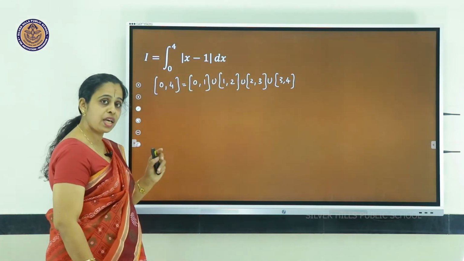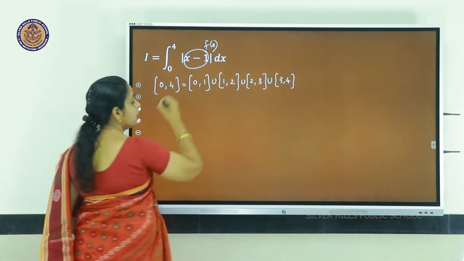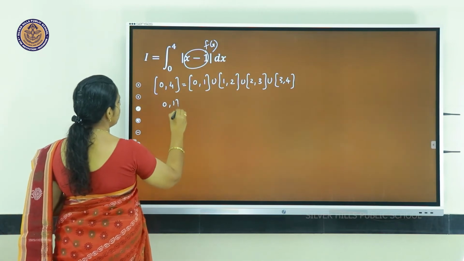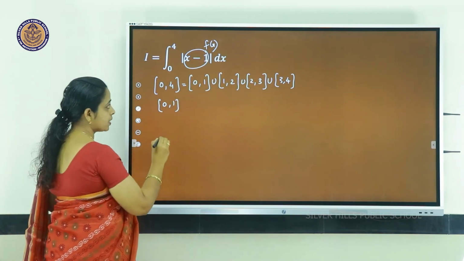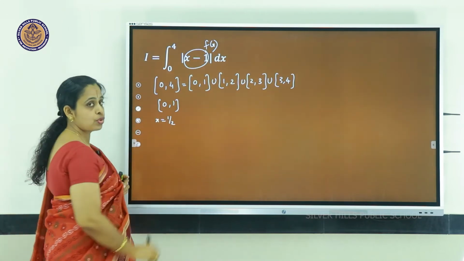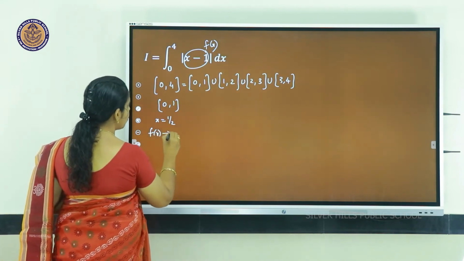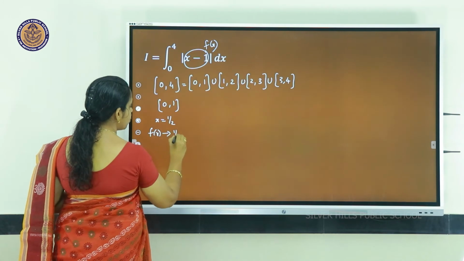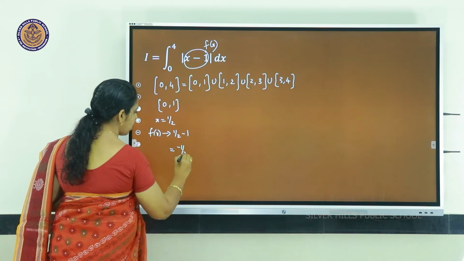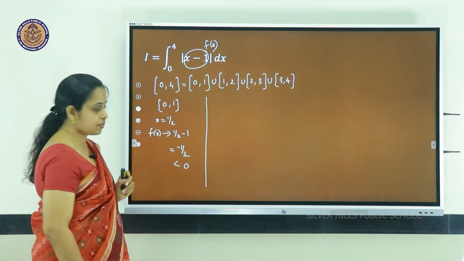Now let us see the nature of our f of x in each place. So 0 to 1. Our f of x is x minus 1. So let us give x equal to 1 by 2. So what will our f of x become? f of x will change to 1 by 2 minus 1 equal to minus 1 by 2, less than 0, negative.